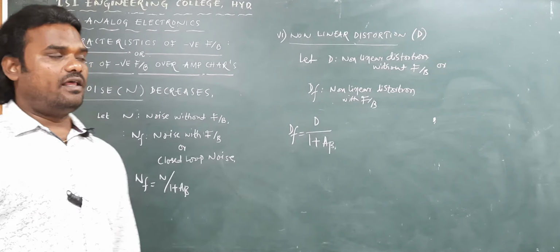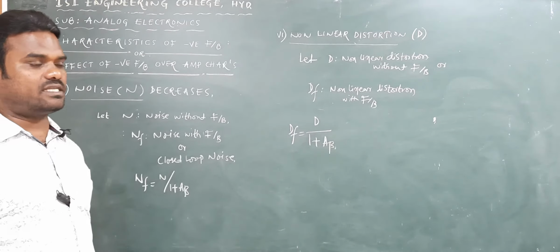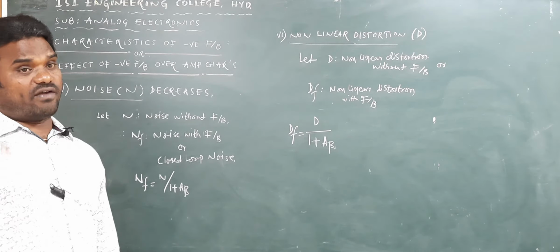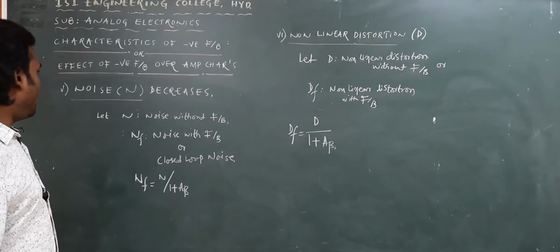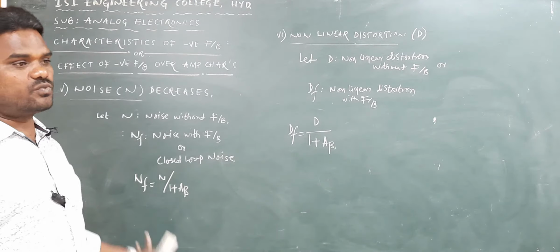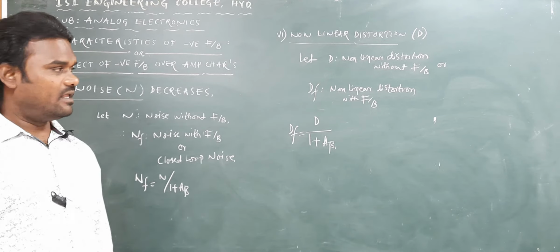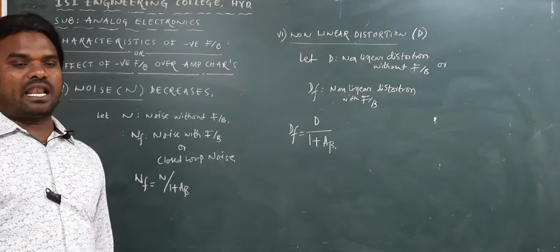And with this, the long answer question which is possible from the third unit, that is the effect of negative feedback over the amplifier characteristics, or advantages of negative feedback, or characteristics of negative feedback, will be completed, right? Based on these six points, one problem will be asked in the long answers.